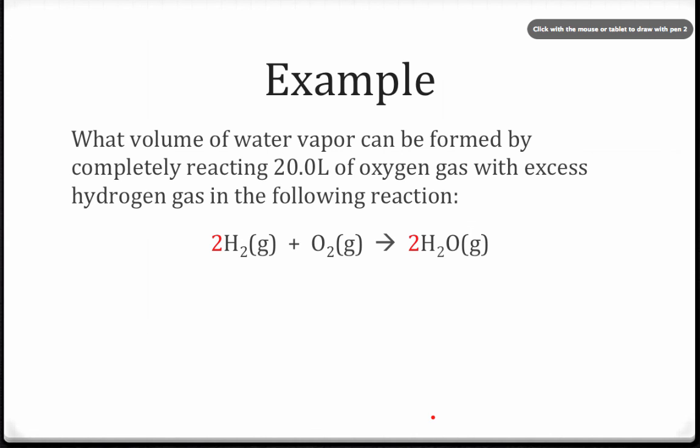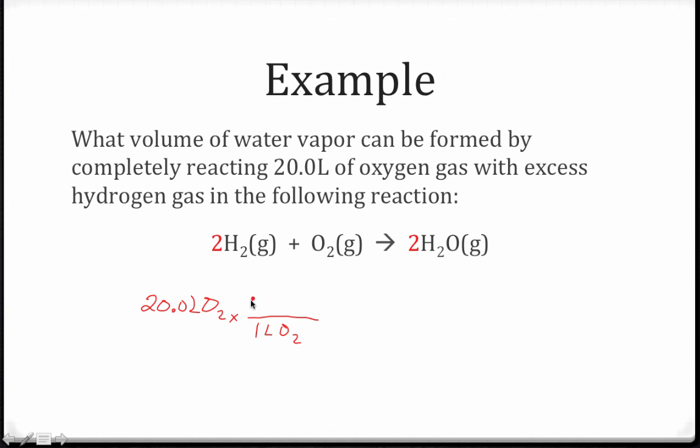Instead, we can skip right to the end game here and say that for every 20.0 liters of oxygen gas, for every 1 liter of oxygen gas, we're going to create 2 liters of water, and that's going to get us the answer we're looking for. That 1 and that 2 came from the balanced chemical reaction, just like a mole-to-mole ratio does. We can do our math here and we'll find out that we will create 40.0 liters of water vapor as a result of this chemical reaction.